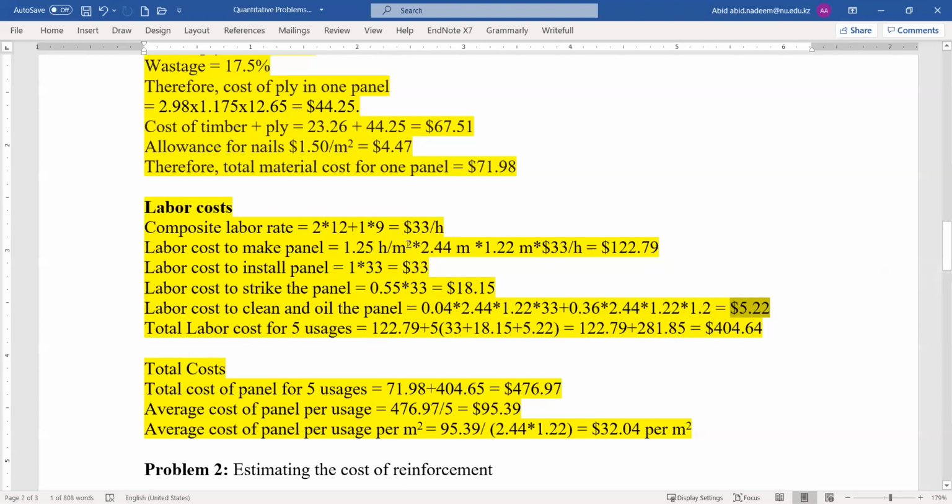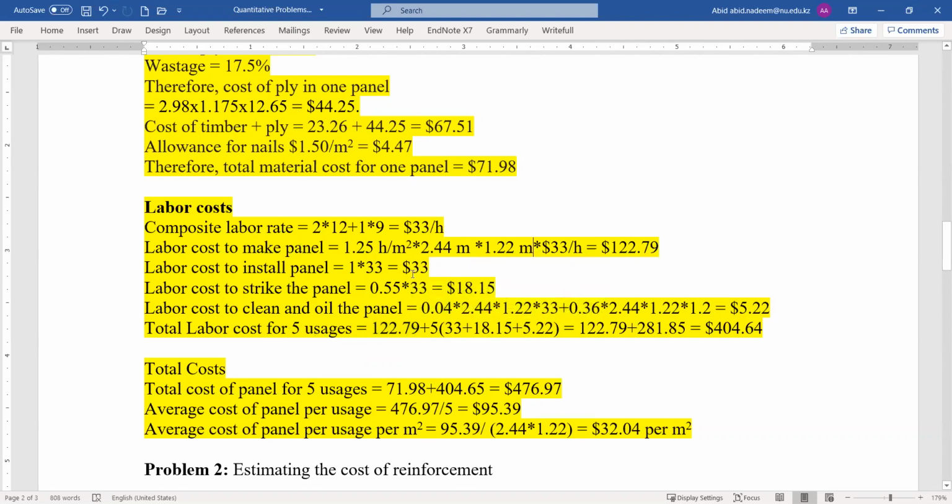All of these costs which we calculated were for one-time usage. So the total labor cost for 5 usages will be this much. So 122.79 is what? This is the cost for making the panel. We will make the panel once, so we will not multiply it by 5.